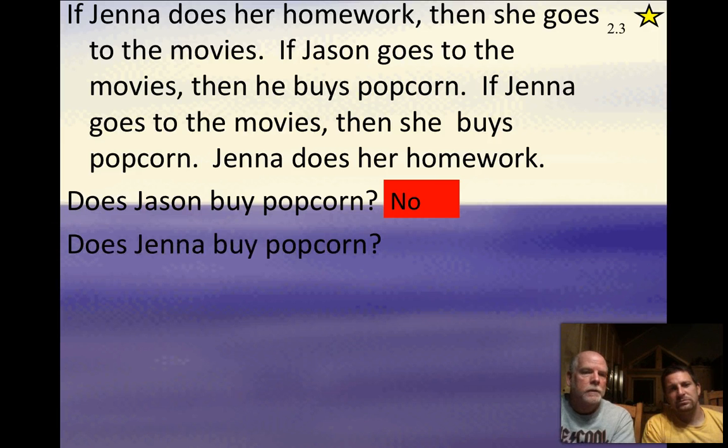Second question: does Jenna buy popcorn? Well, she did her homework, and it says if she does her homework, she goes to the movies. What's that got to do with popcorn? Well, later on it says if Jenna goes to the movies, then she buys popcorn. So by the law of syllogism, the middleman is goes to the movies, so you can dump that and just say if Jenna does her homework, then she buys popcorn. There you go. And so the answer is yes. Pretty cool.